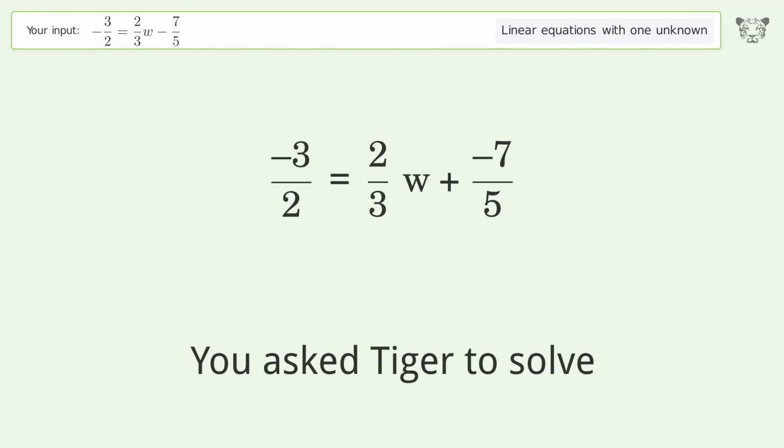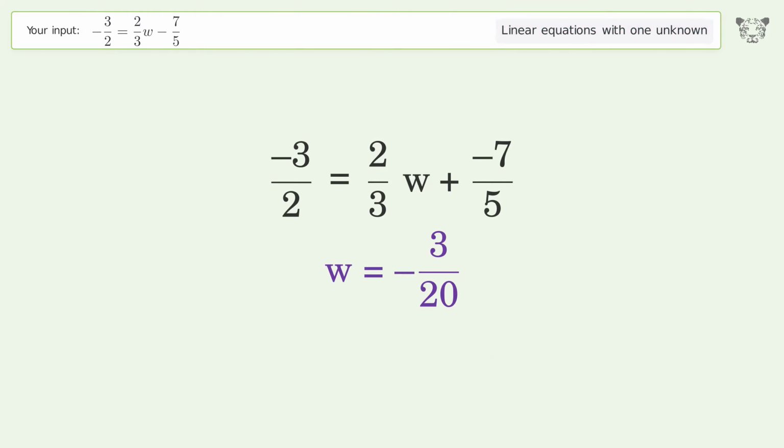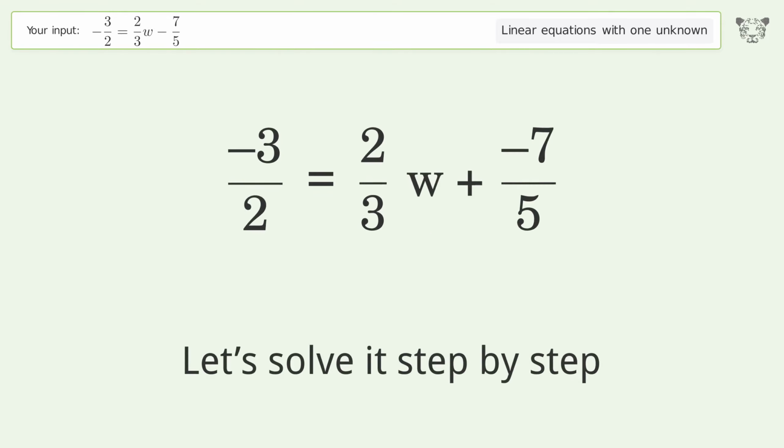You ask Tiger to solve. This deals with linear equations with one unknown. The final result is w equals negative 3/20. Let's solve it step by step.